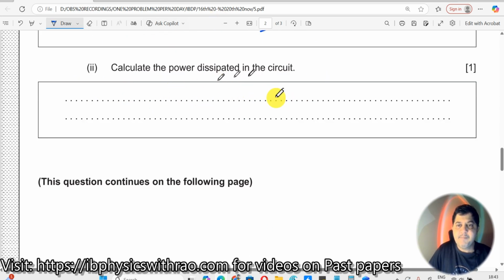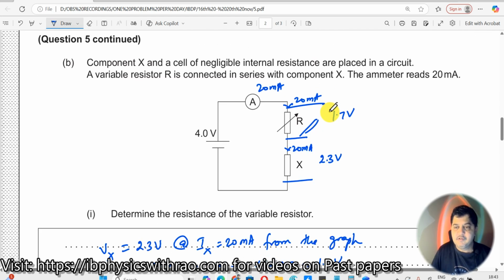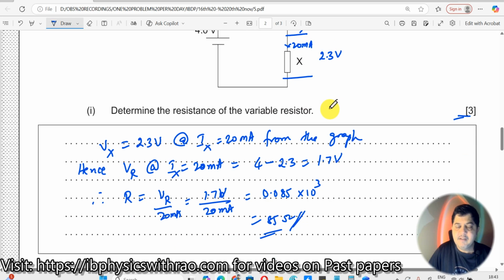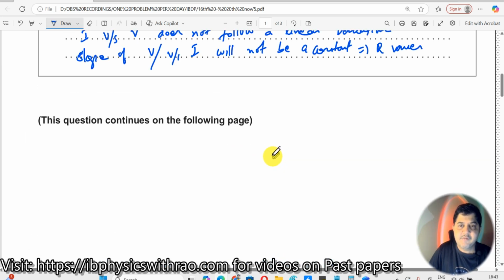Calculate the power dissipated in the circuit. What is the power dissipated in the circuit? So now what do we have here? We have the value of R, which is 85 ohms, and the value of the X value. Is the value of X known to us?